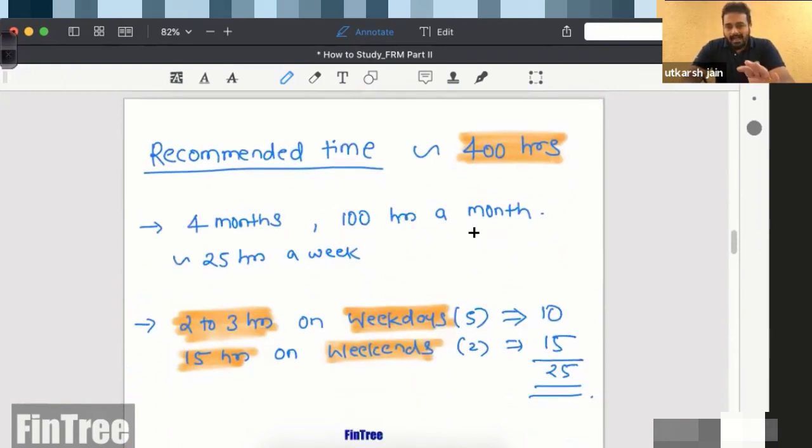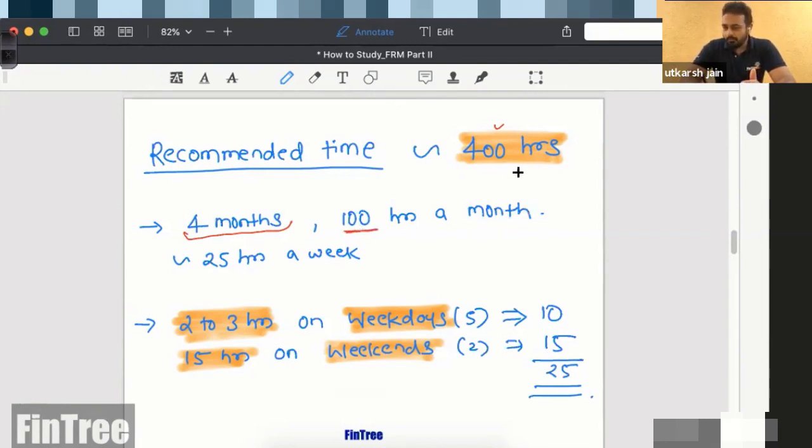In terms of what time is necessary, on an average, most of the candidates agreed that 400 hours of preparation is a reasonably good time frame to prepare for FRM Part 2. So let's assume that you're preparing for a window of 4 months, right? Right now we're in July, and if you calculate the time, we're left with about 4.5 months for the November exam. So if you take a window of 4 months, that leaves you with roughly 100 hours every month.